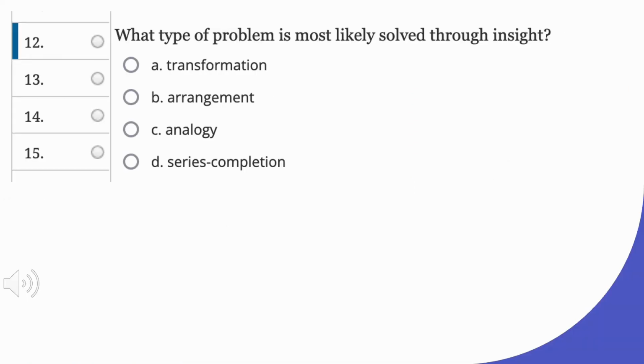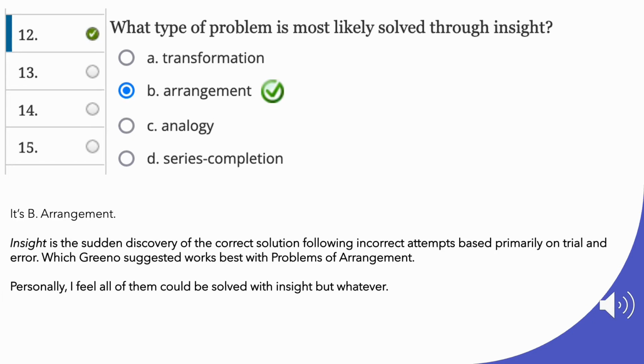Question 12. What type of problem is most likely solved through insight? A. Transformation. B. Arrangement. C. Analogy. D. Series completion. It's B. Arrangement. Insight is the sudden discovery of the correct solution following incorrect attempts based primarily on trial and error, which Greenough suggested works best with problems of arrangement. Personally, I feel all of them could be solved with insight, but whatever.